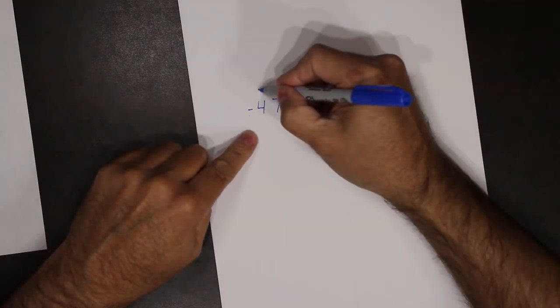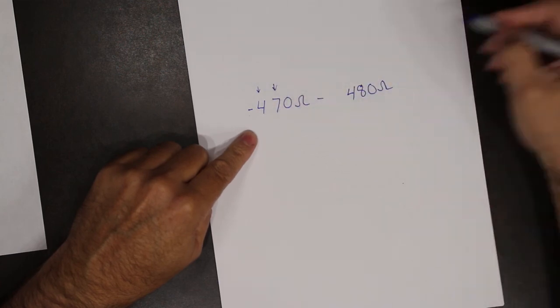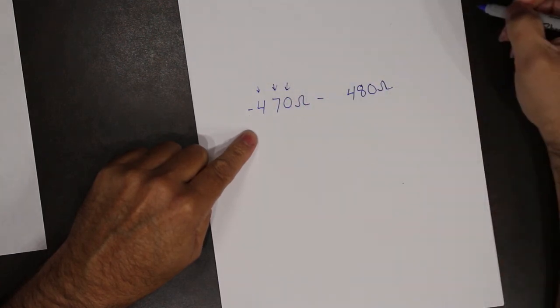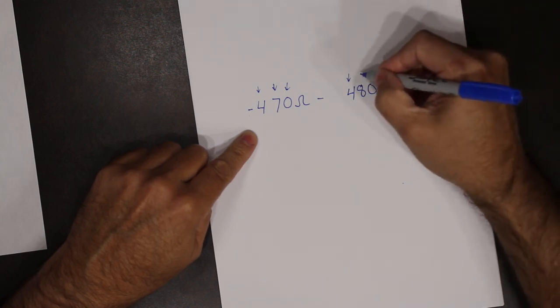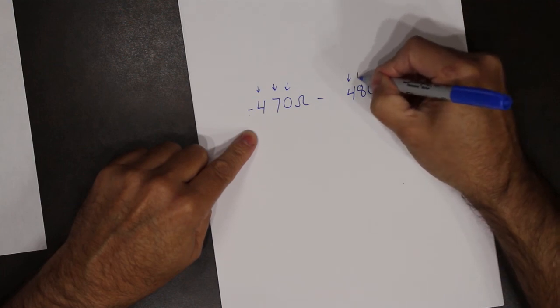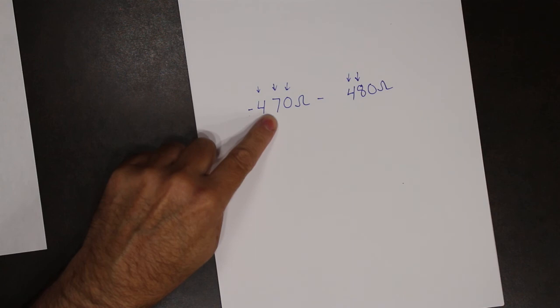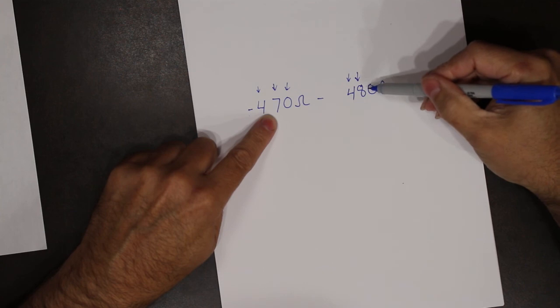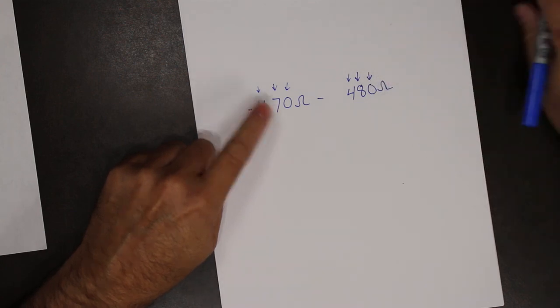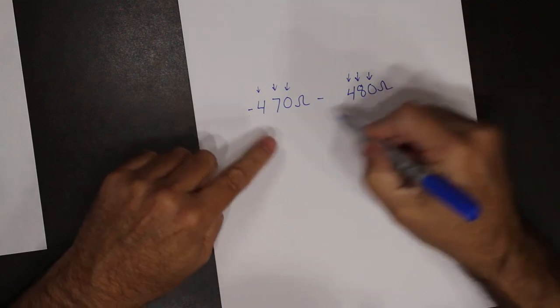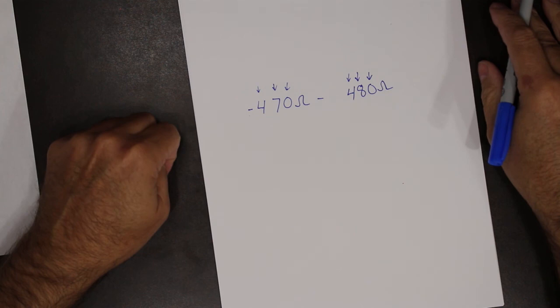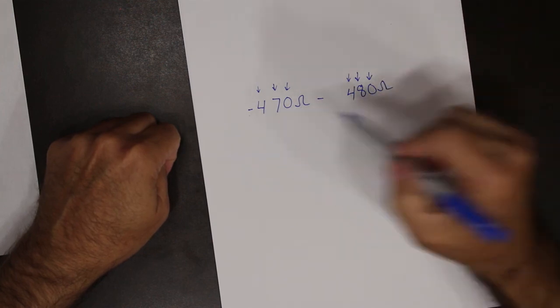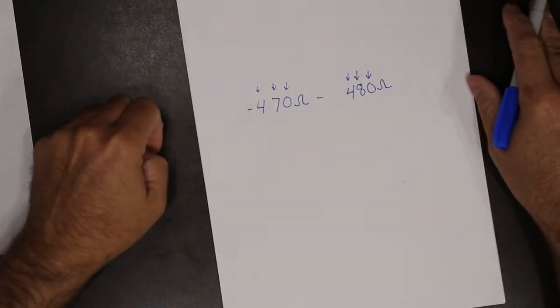So here I have yellow and violet, and then number of zeros. I want to increase a digit. So there's yellow, then the next digit up in color is gray, and then my number of zeros. I don't have any possible value in between. So I can go from 470 to 480, and nothing in between.